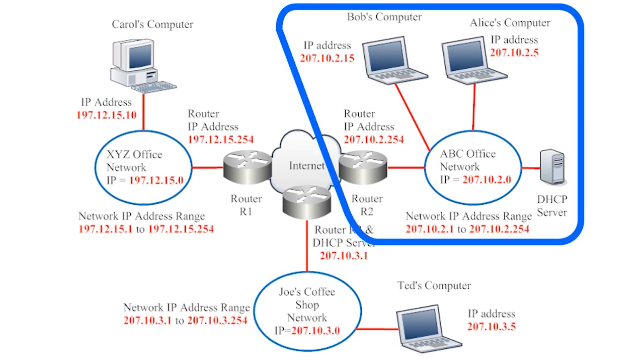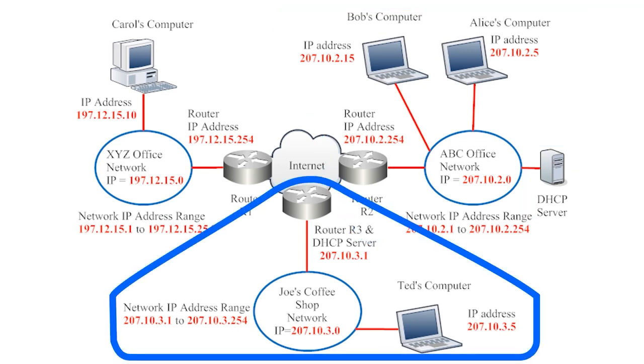But remember, when we were examining the ABC office network connection, we saw that a network needs a dynamic host configuration protocol server in order to accommodate dynamic IP addressing. Where is the DHCP server at Joe's Coffee Shop? The answer is that at Joe's Coffee Shop, the DHCP server is combined with the internet router. Instead of the router and the DHCP server being two separate devices, they're integrated together into a single device. This is pretty common. Most home internet routers also have DHCP servers built into them, and so most home networks can accommodate dynamic IP address assignments.